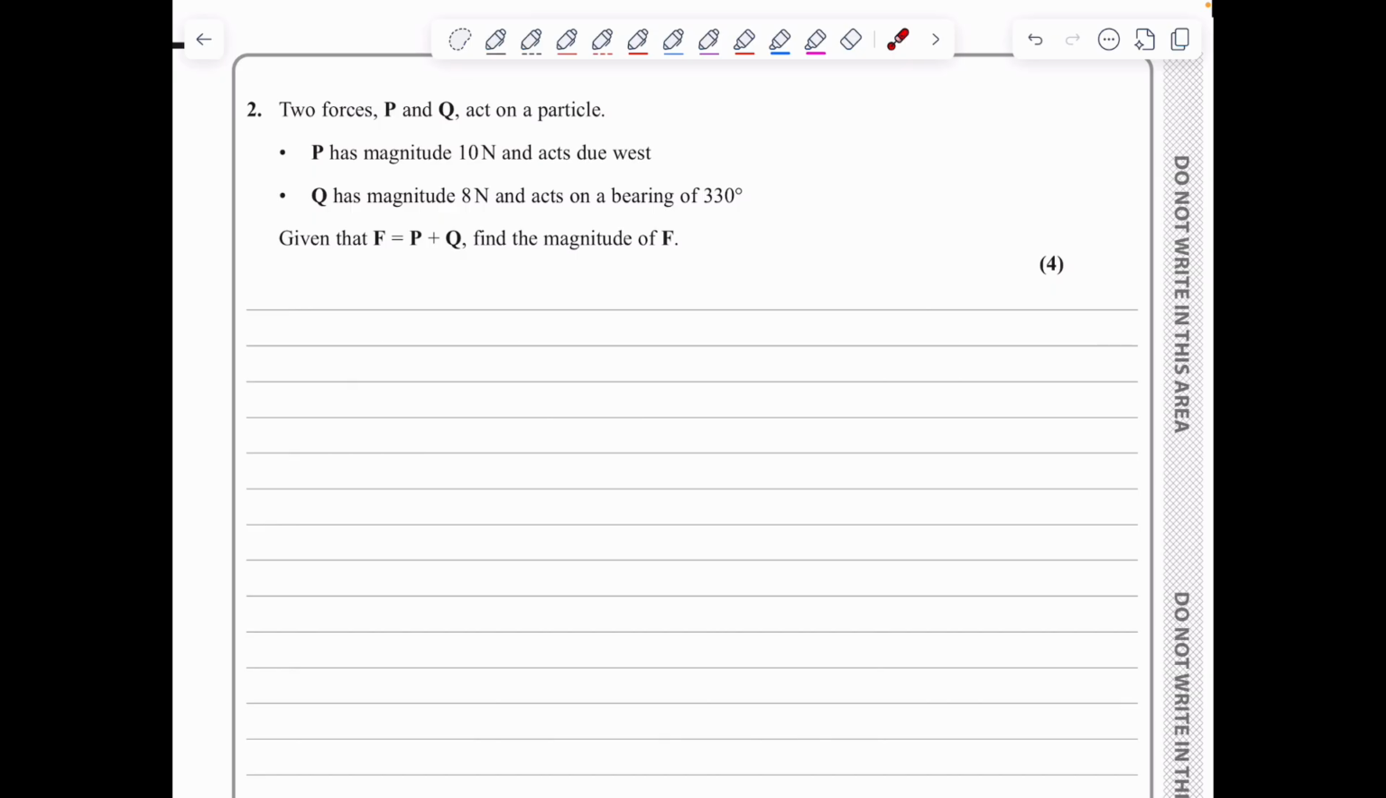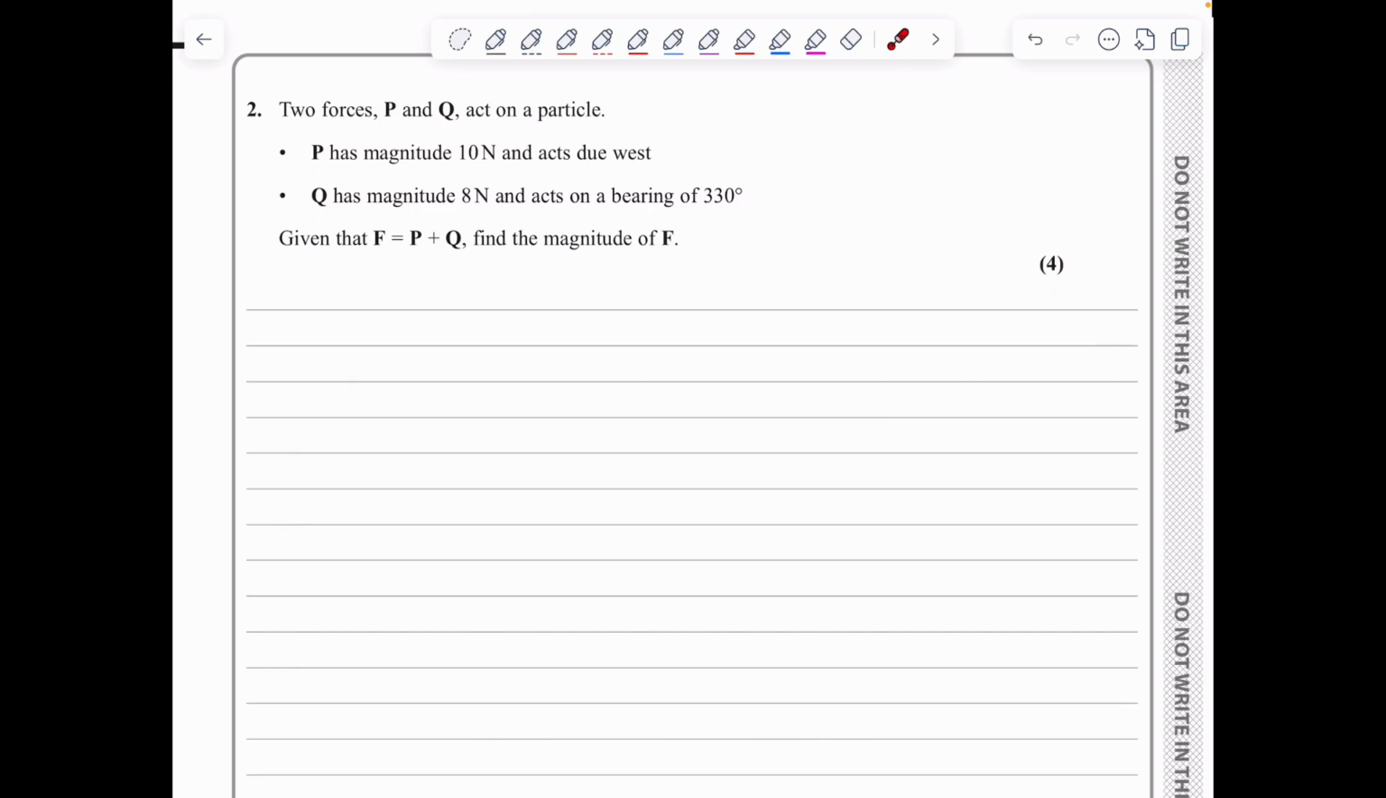In question 2, we've got two forces, P and Q, acting on a particle. Now P has a magnitude of 10 newtons and is acting due west, while Q has a magnitude of 8 newtons acting on a bearing of 330. Given that F is equal to P plus Q, we need to find the magnitude of F.